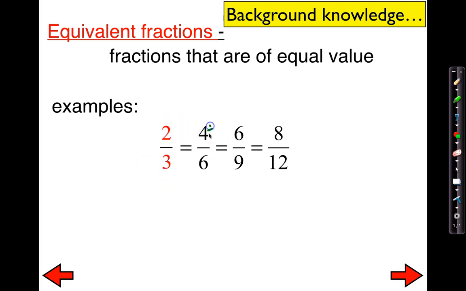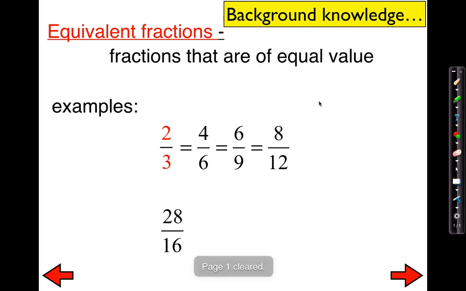Here, if I divide by 2 and divide by 2, I will end up with 2/3. Here, if I divide by 3 in the numerator and 3 in the denominator, I would end up with 2/3. And here, if I divide by 4 in the numerator and 4 in the denominator, yet again, I would get 2/3. So all of these may look different, but they are the same value.